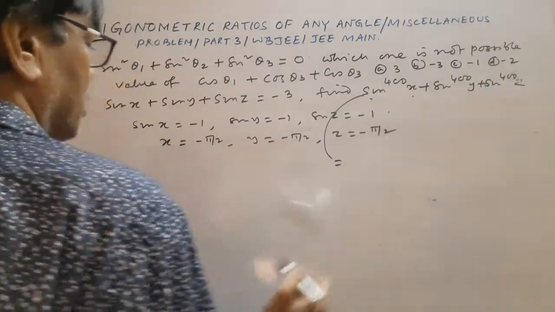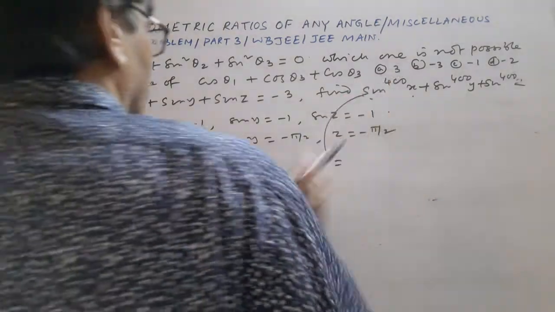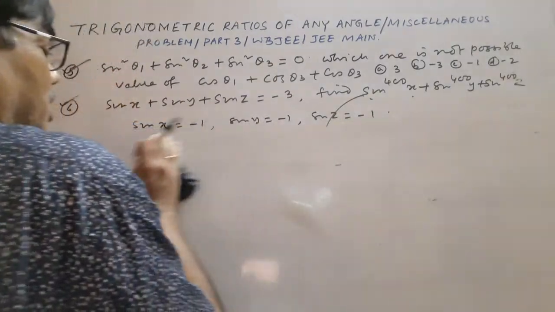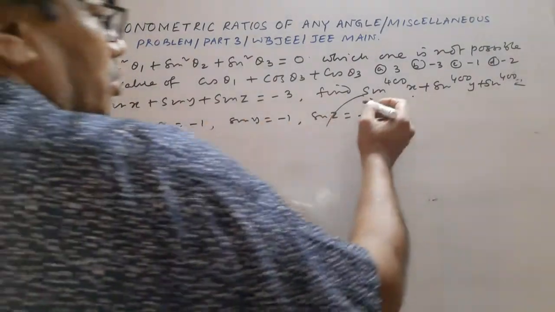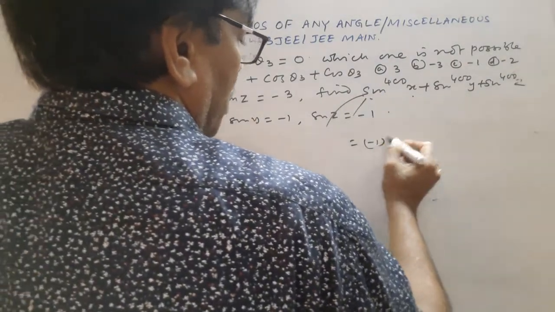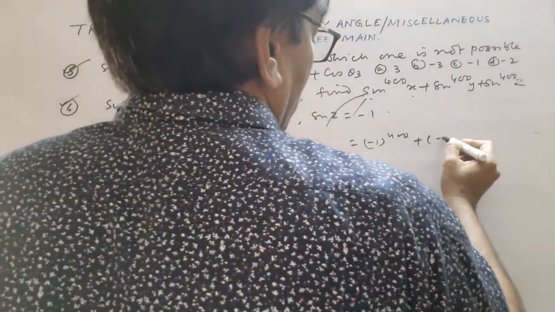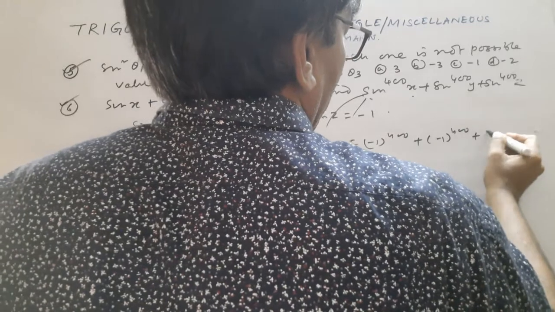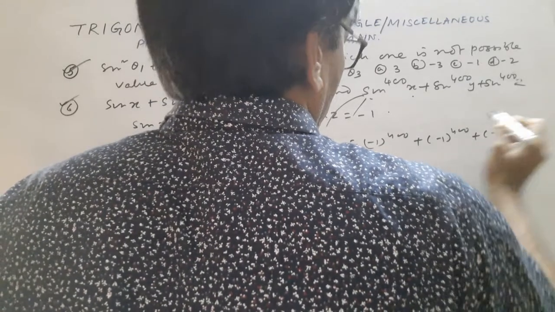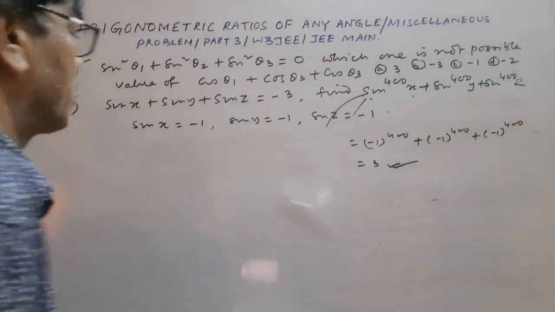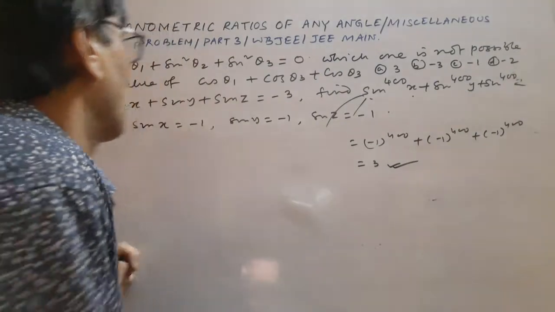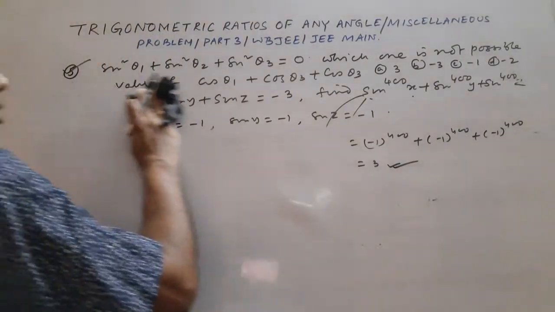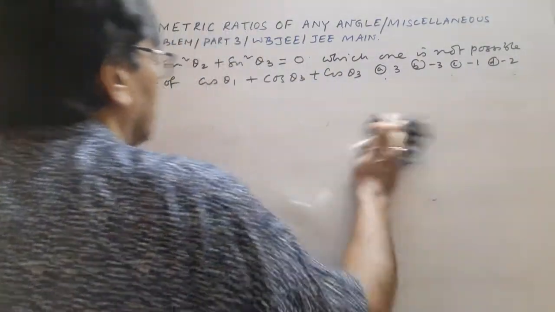So, what is the expression? Sin x, sin y, sin z, so no need of taking x. So, this is minus 1 to the power 400, minus 1 to the power 400 and minus 1 to the power 400. So, the value is 3. What is the value of the expression? The value of the expression is 3. So, it is very, very simple. Now, this one.